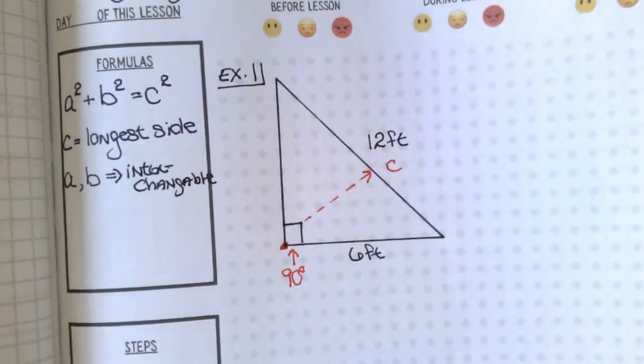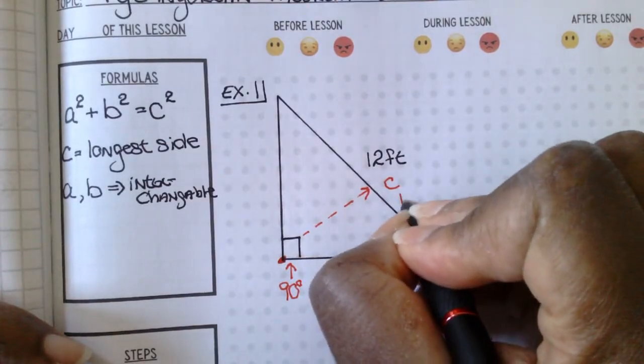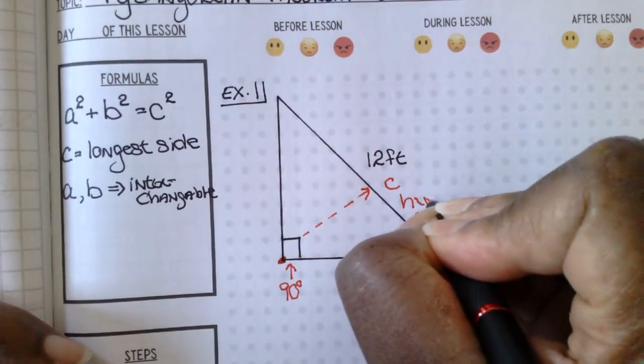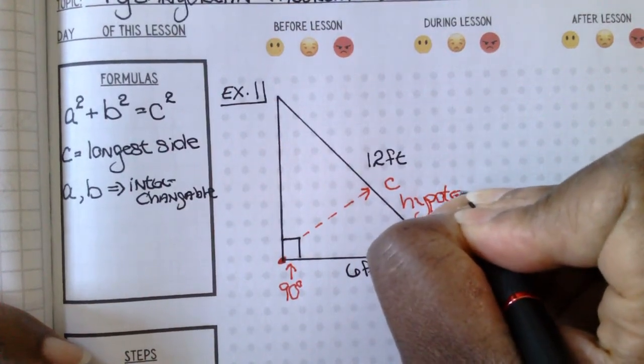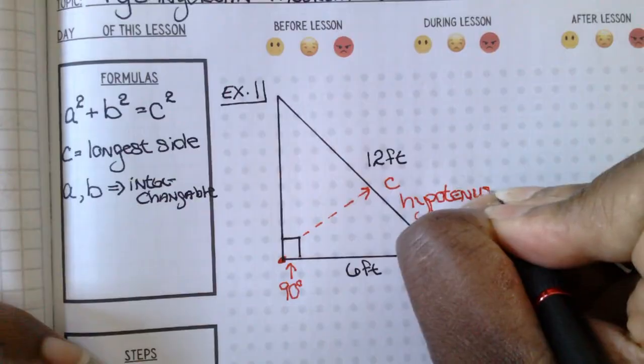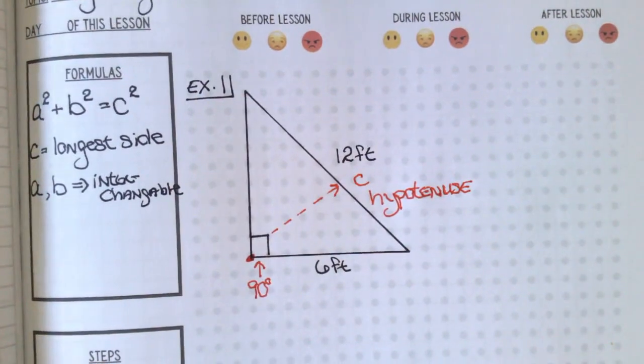Okay? Not the hypothesis, but Sierra, I see you. You're thinking. I love it. Okay? So this is called the hypotenuse. So you were close. Okay? I see where you were going with it. Alright? So your longest side is called the hypotenuse.